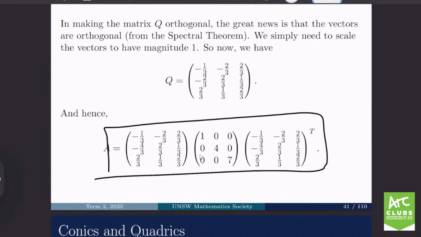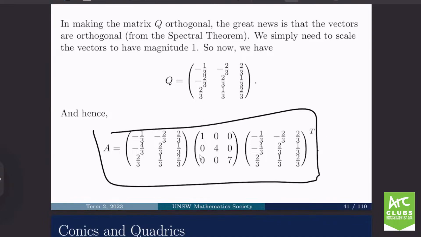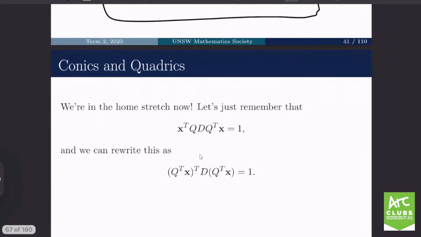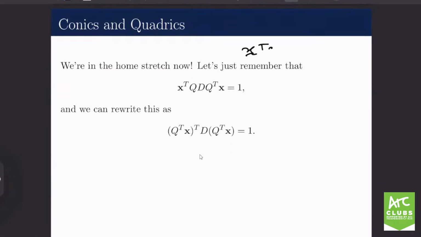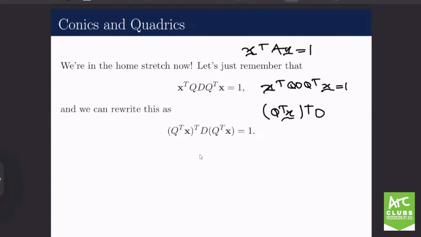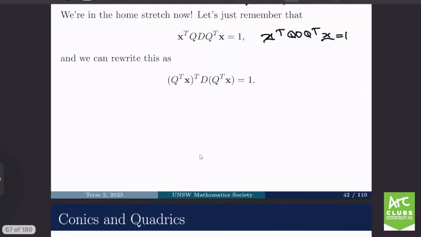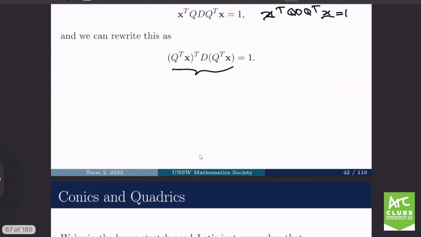So once A is diagonalized, how does that actually help us find what the surface is and its principal axes? Well, let's keep in mind that what we have is x transpose A x equals 1. So that's saying that x transpose Q D Q transpose x equals 1. And that's (Q transpose x) transpose D (Q transpose x) equals 1. So it's a bit of a mouthful, but what we get is this. And the reason why that's useful is because what we have is some X transpose D X, where X equals Q transpose x.